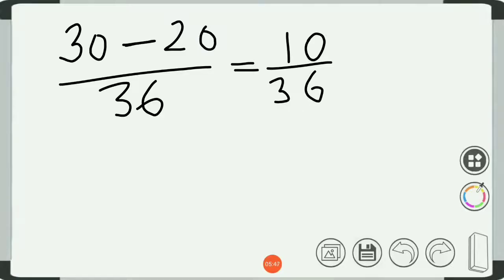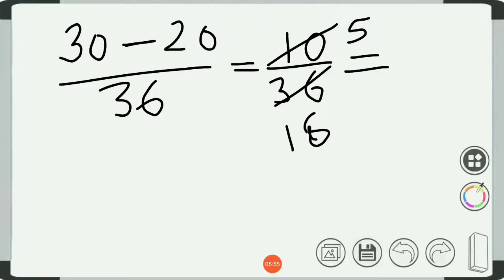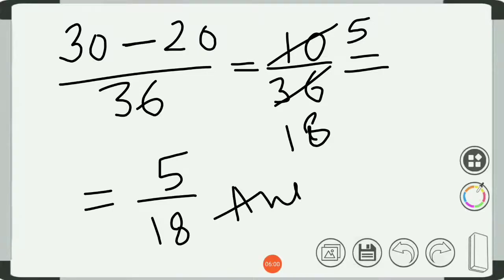10 and 36 both come in 2's table. So we also can cut as 2 5s are 10, 2 18s are 36. So you can also write the answer as 5 upon 18. This is your answer.